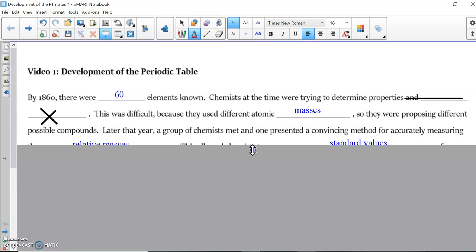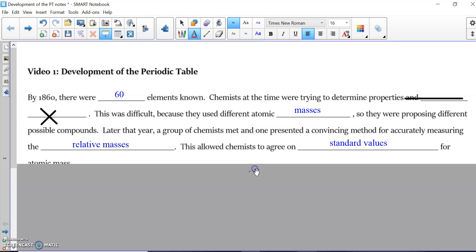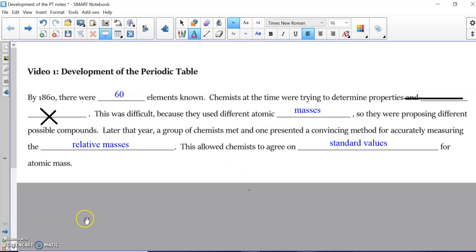So a group of chemists met and came up with a convincing method for measuring their relative masses, so a mass compared to each other. They picked one element, carbon 12, and compared everything to that. This allowed chemists to agree on standard values for atomic mass.